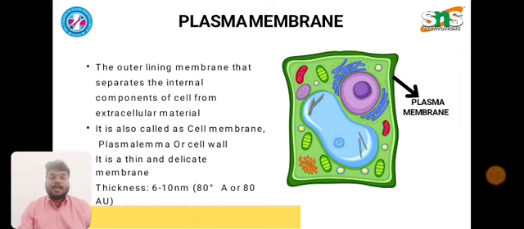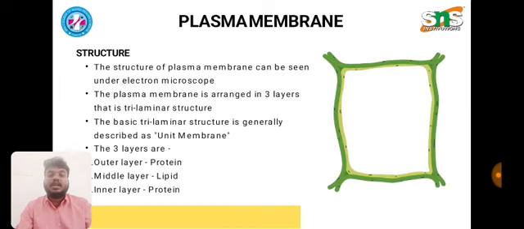And let us see about the plasma membrane. It acts as a gate. It is an outer lining membrane that separates the inner components of the cell from extracellular materials. It is also called cell membrane, plasmalemma or cell wall. It is a very thin and delicate membrane, and the thickness is about 6 to 10 nanometer. We can see its structure only with the help of an electron microscope. The plasma membrane is arranged in 3 layers, that is a trilaminar structure. The basic trilaminar structure is generally described as unit membrane.